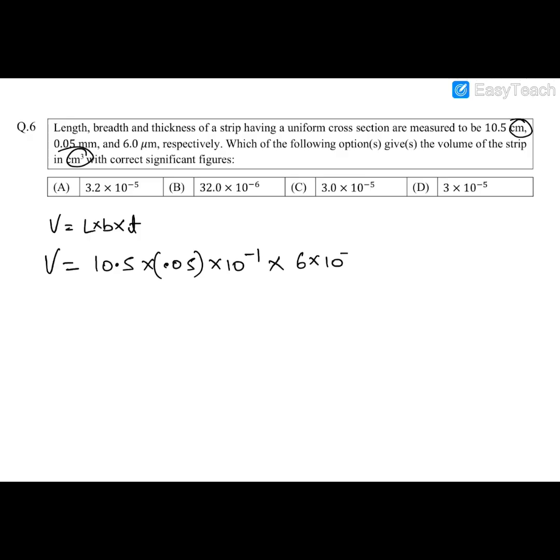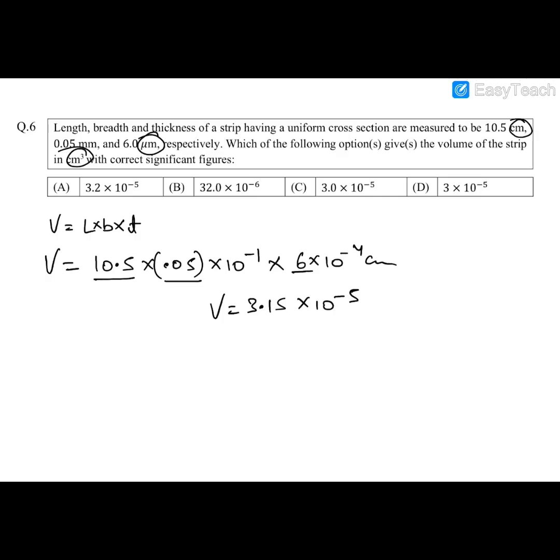Now this is micrometer, so it would be 10 to the power minus 6 meters, and in centimeters, it would be 10 to the power minus 4 centimeters. So 10.5 into 0.05 into 6 is 3.15, and this is 10 to the power minus 5.